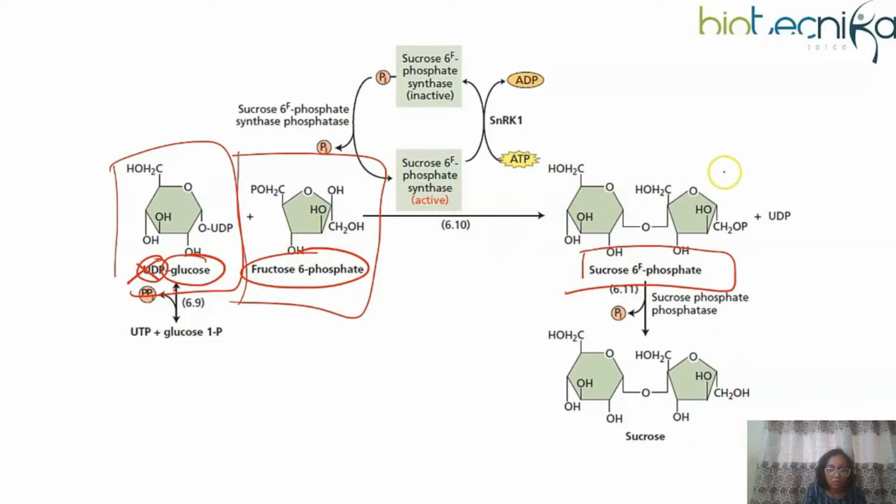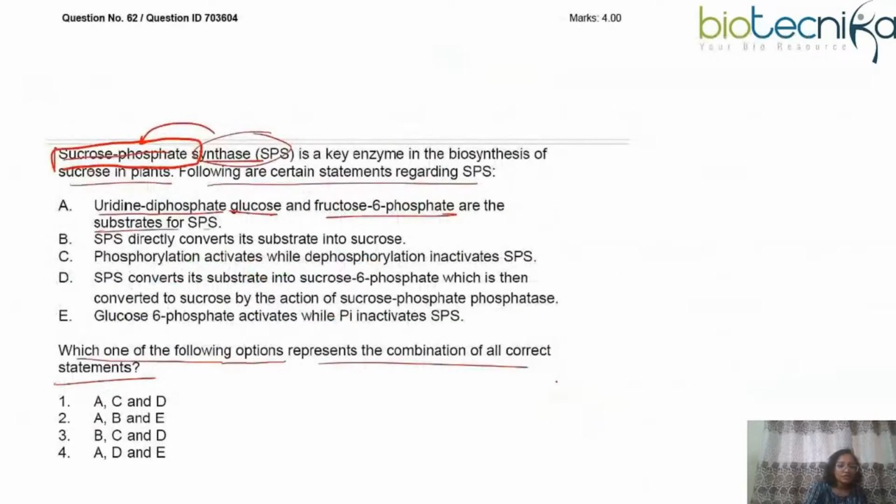Okay, so you can see UDP is going away. Sucrose 6-phosphate is formed, and after that another enzyme comes, sucrose phosphate phosphatase. This phosphatase will remove this phosphate group, and that's how you get sucrose. Right? So the first sentence is correct. Uridyl diphosphate glucose and fructose 6-phosphate are the substrates for SPS, sucrose phosphate synthase. So statement A is correct.